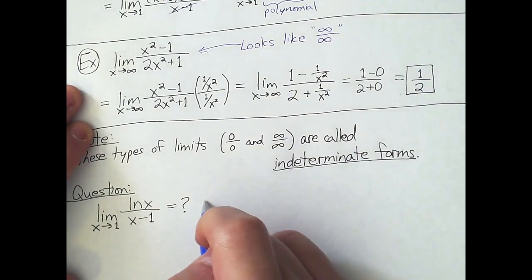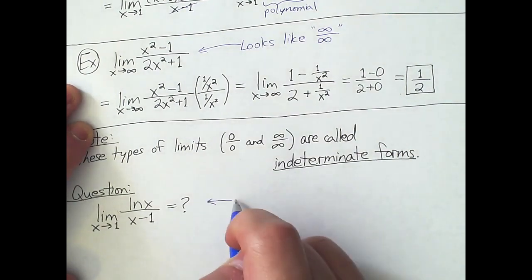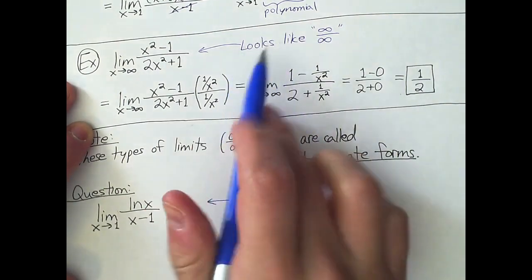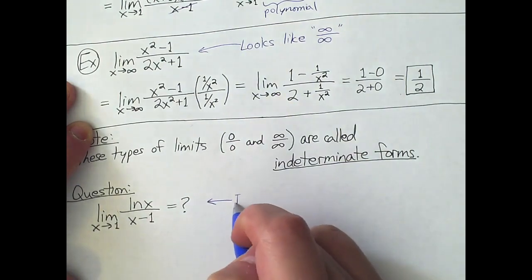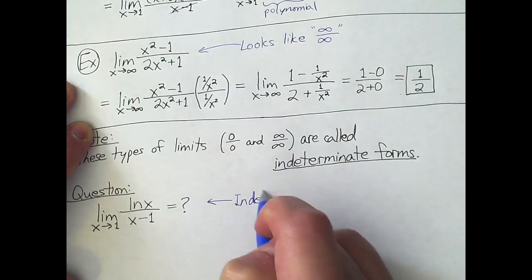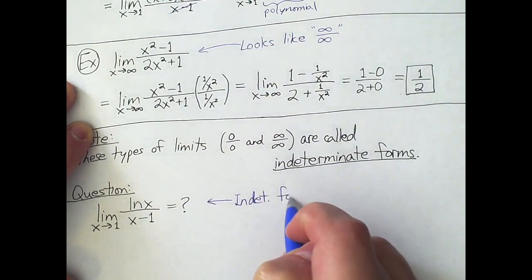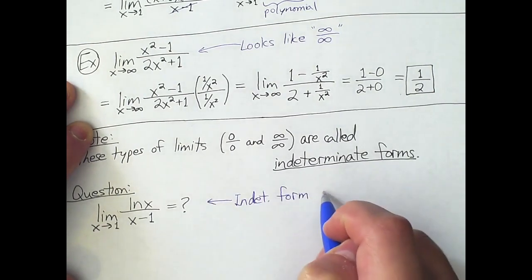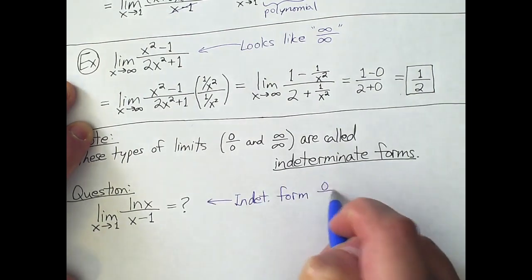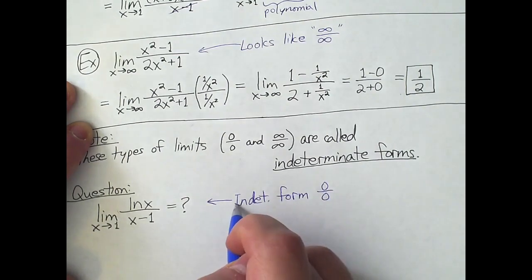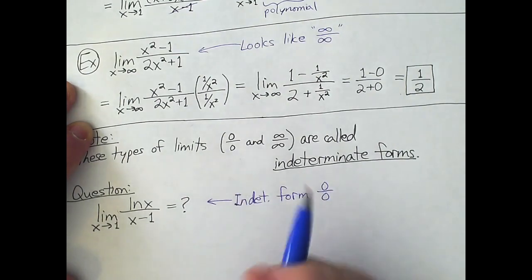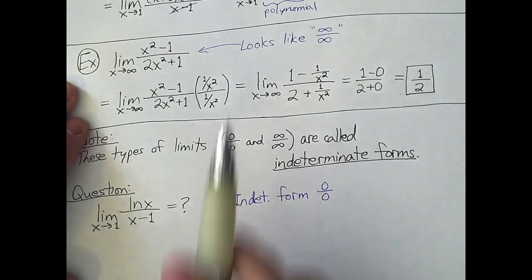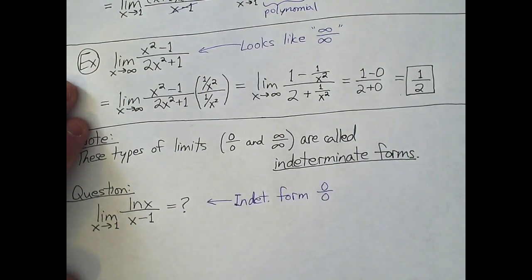So instead of using the phrase looks like, I'm going to say this is an indeterminate form of the type 0 over 0. Okay, instead of saying looks like, we use the phrase indeterminate form. So up above, we solved some limits that were indeterminate forms.